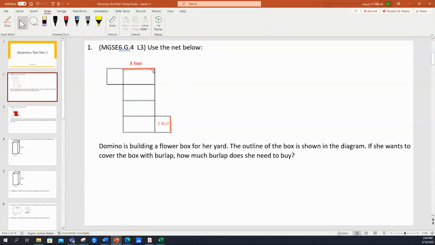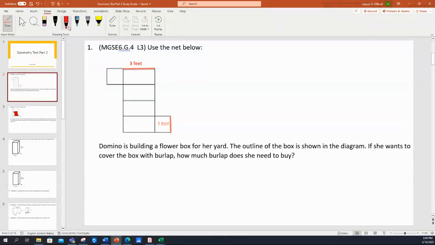Okay, so this is going to be a surface area question. If you look at this net, this is the net of a rectangular prism. Now, what we notice about this particular rectangular prism is there are four rectangles that are the same size, and there are two squares that are the same size. So all we need to do is find the area of each one of the squares and each one of the rectangles, and we're going to add those together.